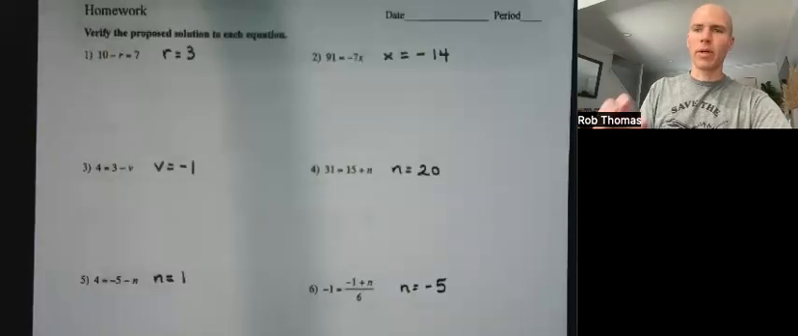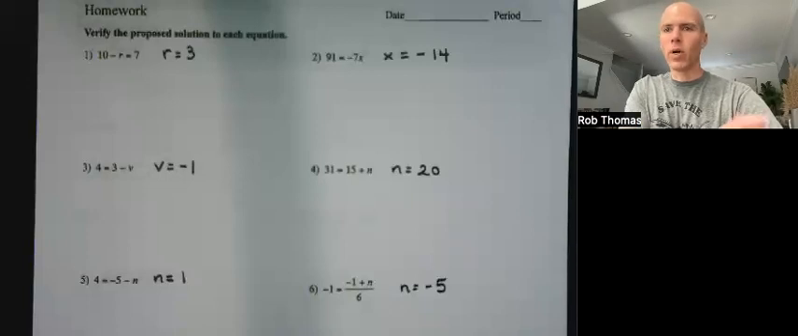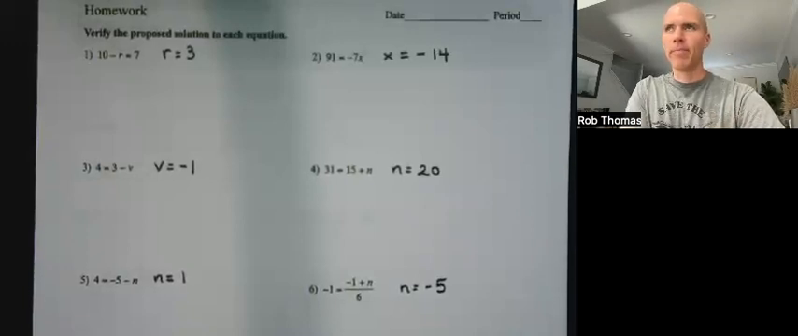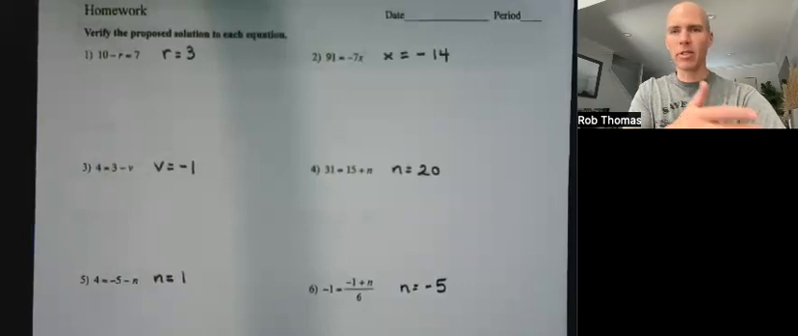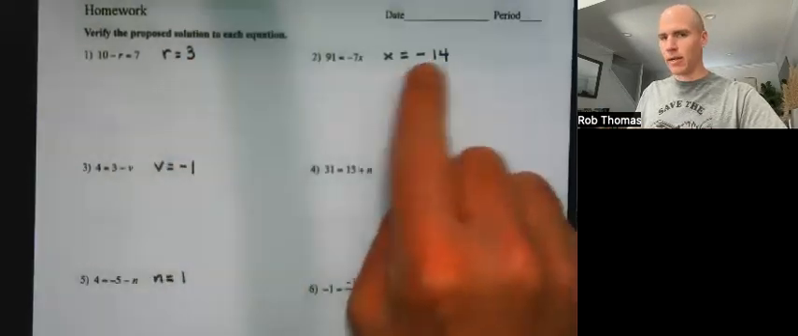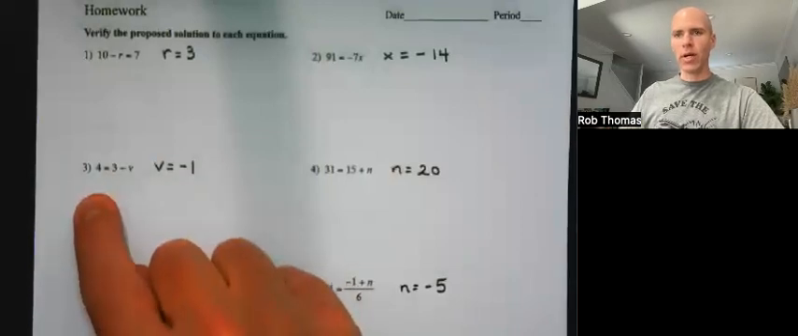All right, this time we're going to be working on verifying solutions to one-step single variable equations. So you're not being asked to solve these equations on this particular assignment. You're being asked to verify, which means to check or to make sure whether the given solutions that I've written in my handwriting here are indeed the solution to the equation they're next to.